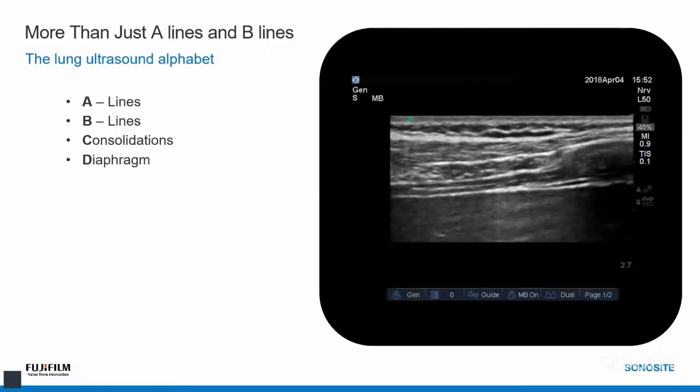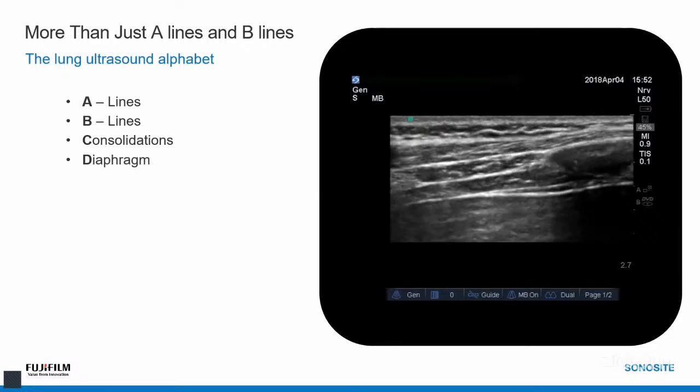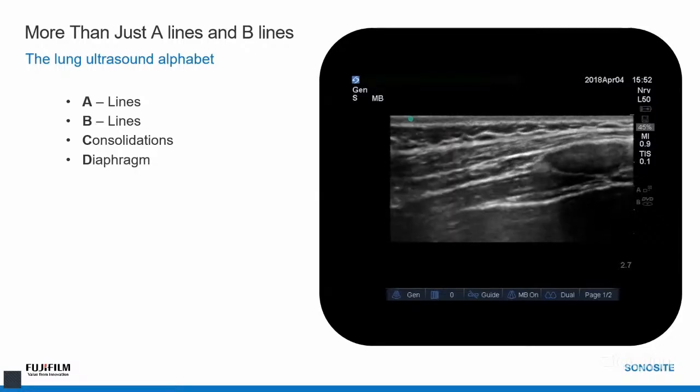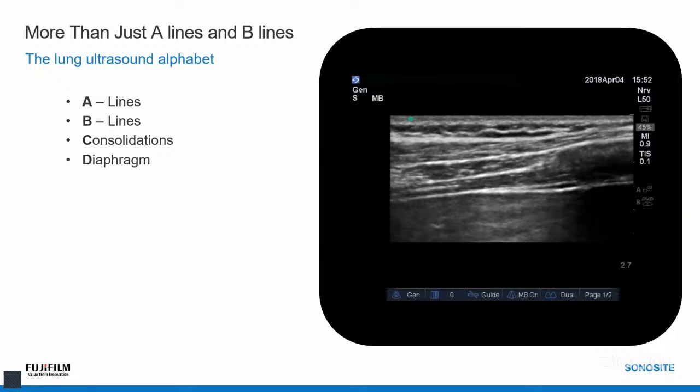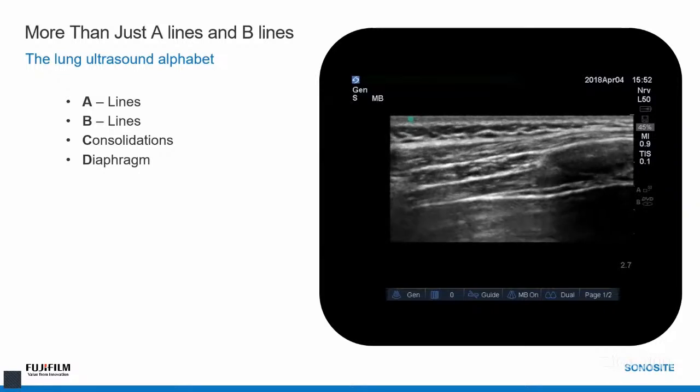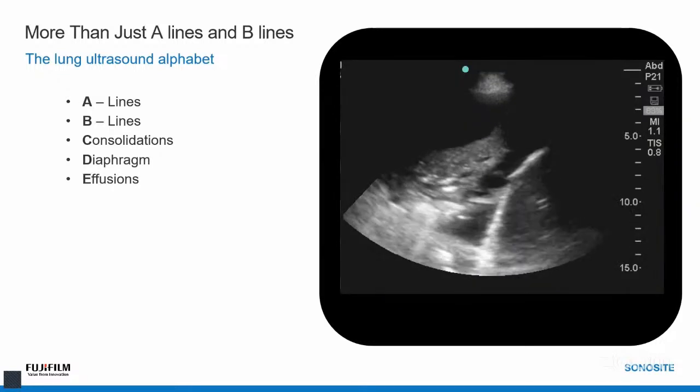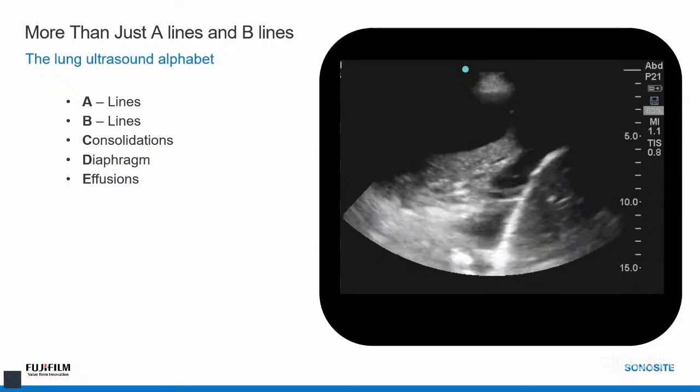D stands for diaphragmatic ultrasound, and this is a growing field where we can understand the main muscle of respiration, and we can say whether or not that's a part of the cause of somebody's respiratory failure. E is for pleural effusions, and you can see that free fluid here.